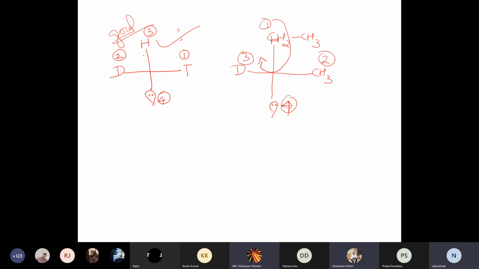Yeah, according to our rule, what we said is rule number 1, and rule number 2: the different groups will be the nitrogen atom.